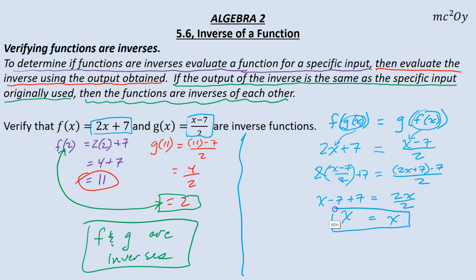If f of g of x equals g of f of x, which equals x, if that is true, then they are inverses. I'm sorry, they are not just functions, they are inverses. I misspoke there. So if f of g of x and g of f of x equal x, then f and g are inverses of each other. Okay, well, that's all I got for you. Good luck.